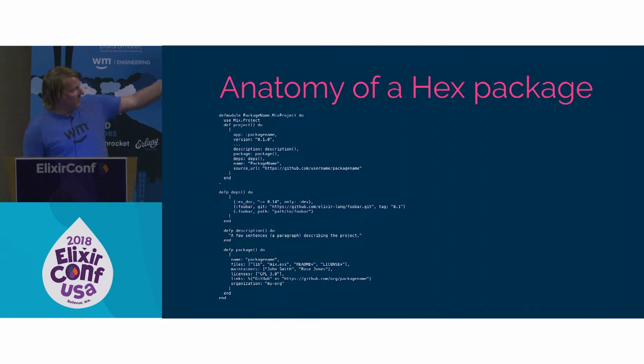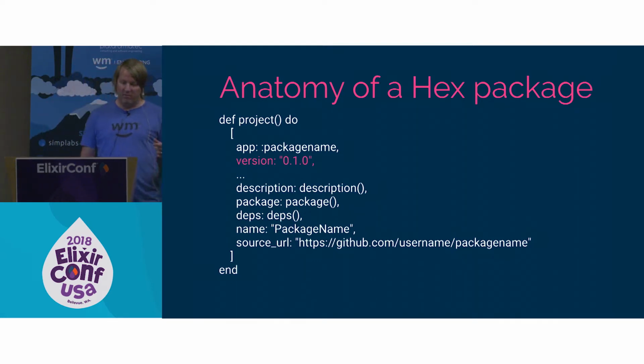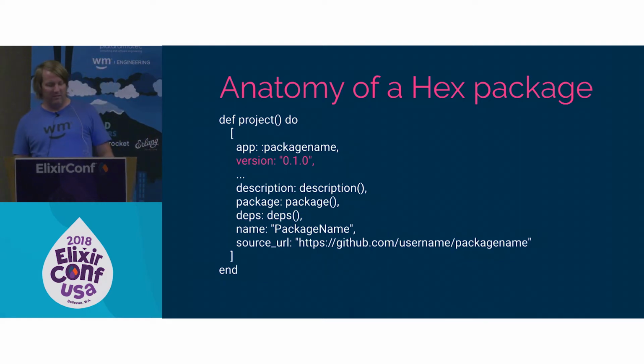To give you an idea of the shape of your mix.exs file for a Hex package, this is basically what it looks like. I don't expect you to read all that, but I want to cover a couple of the specific details. If you look in the project section, you'll see a version. The versions in Hex are required to be in semver, or semantic versioning, format. You'll see this one is 0.1.0. So just be aware of that.